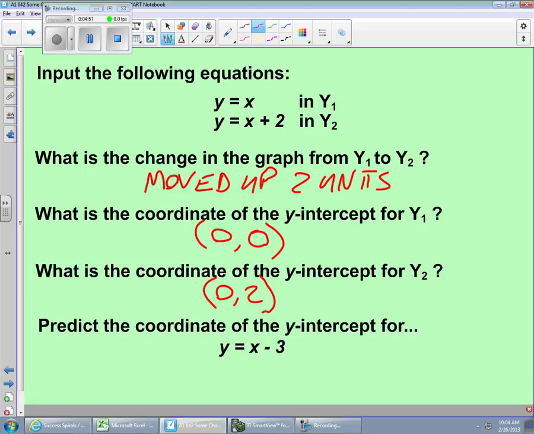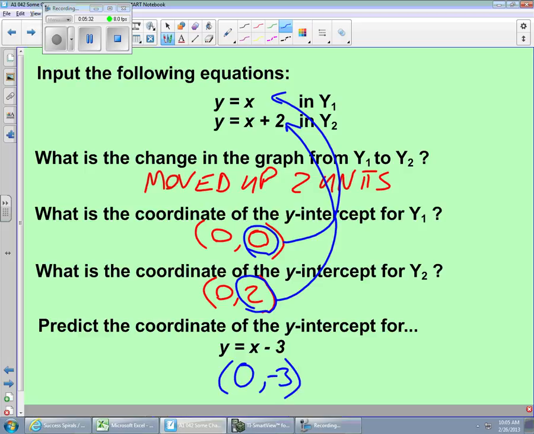Now, did you notice anything about these y-intercepts? This is where it crossed the y-axis, and this is where this one crossed the y-axis. Can you notice anything in this equation and in this equation? Equation 1 basically says y equals x plus 0. Equation 2 says y equals x plus 2. Okay? That's not a coincidence. Let's predict the coordinate of the y-intercept for y equals x minus 3. Where is this one going to cross the y-axis? At negative 3. Exactly. You can read the y-intercept out of an equation simply by looking at the equation.